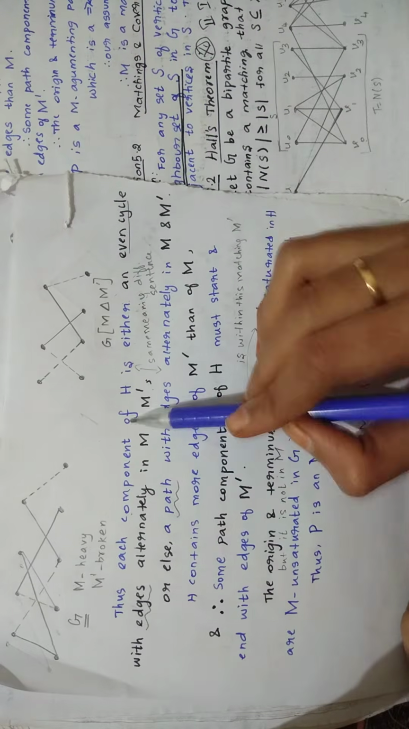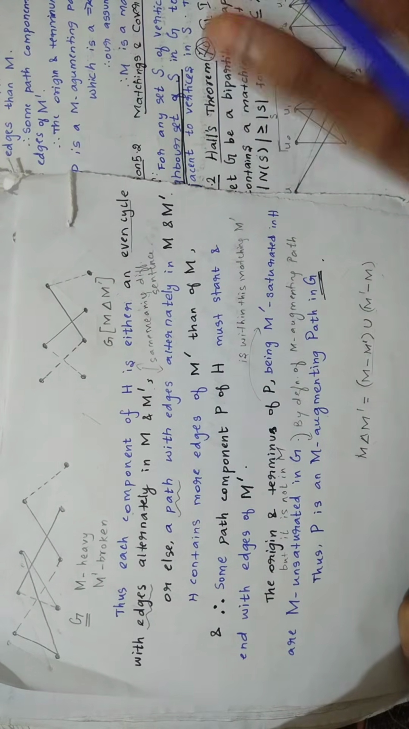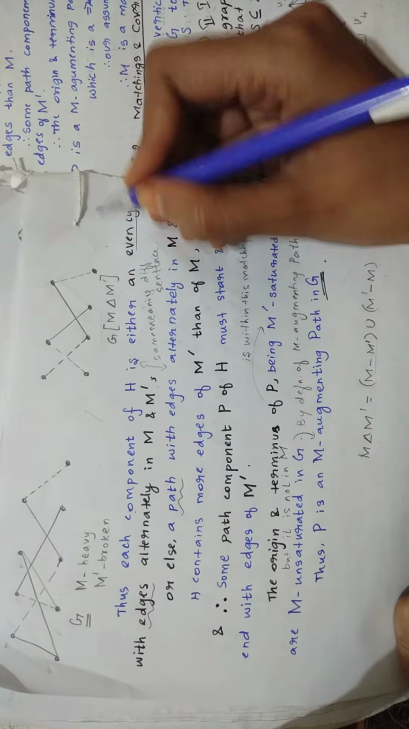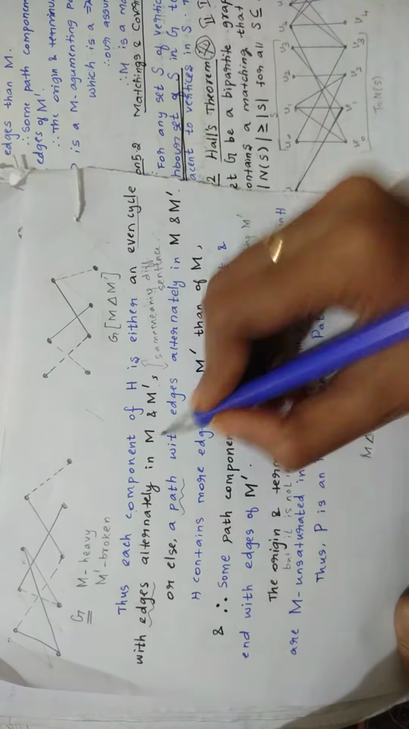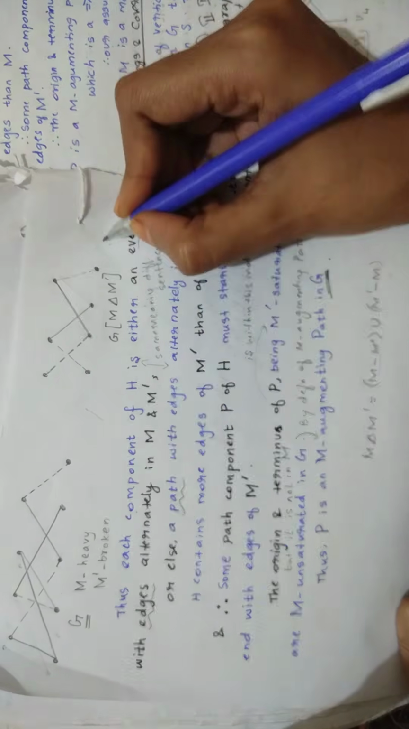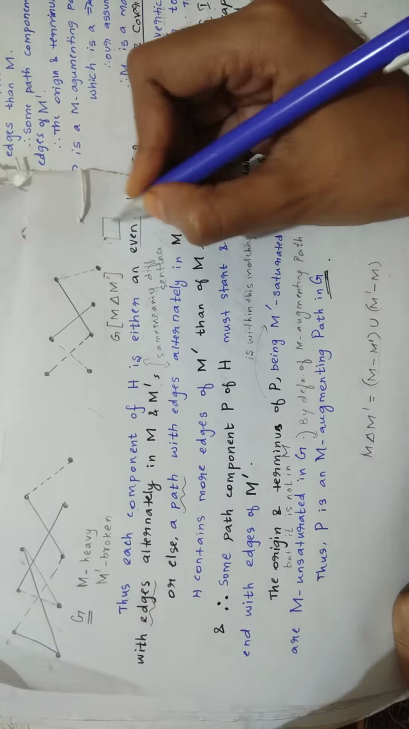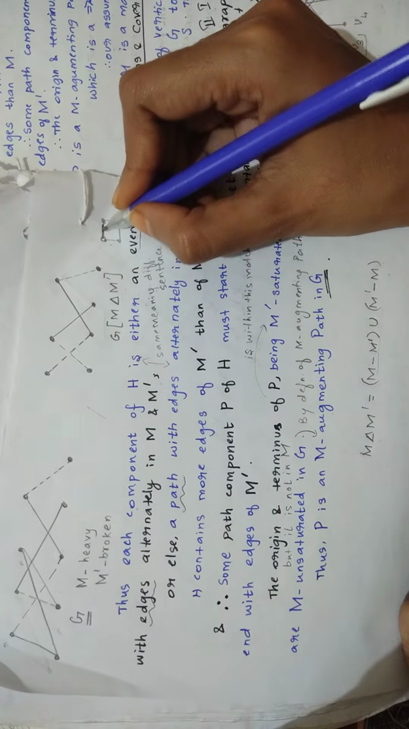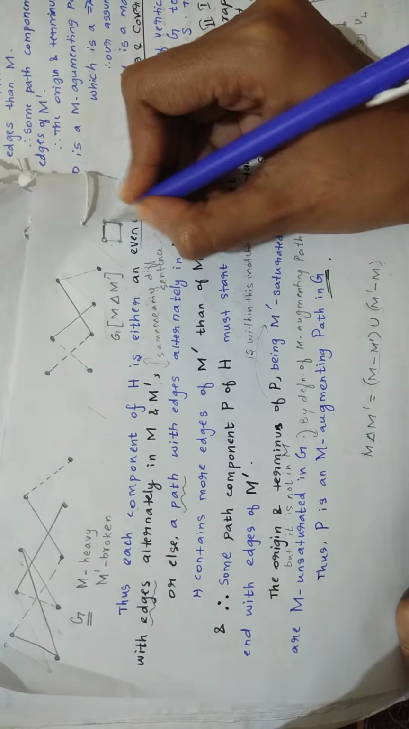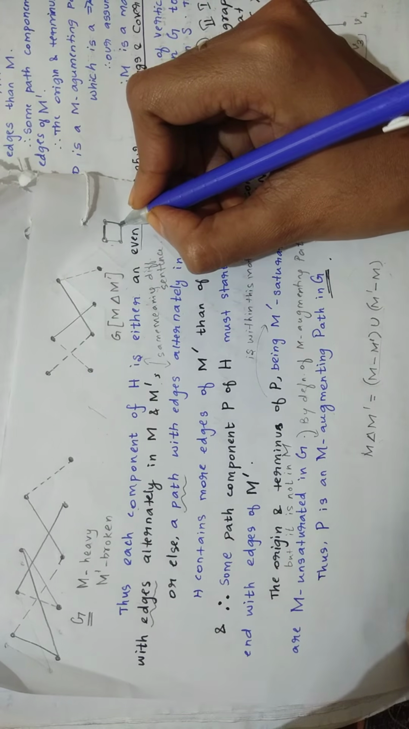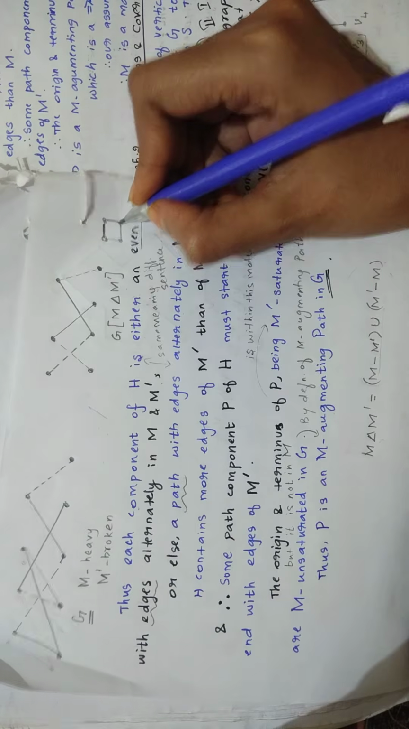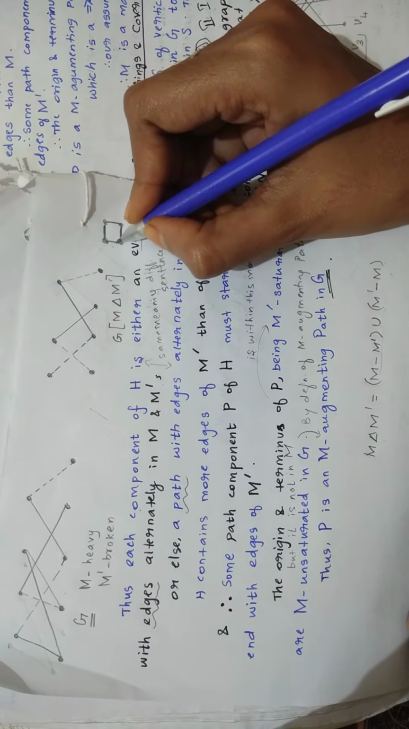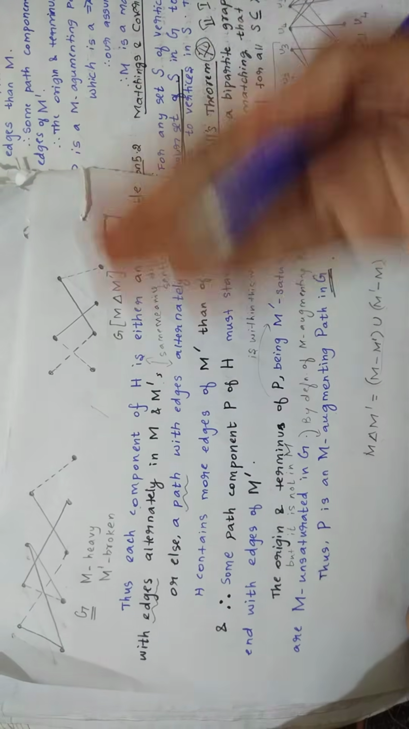That is what you are writing in these two sentences. Thus each component of H is either an even cycle. If it is an even cycle, the edges in that cycle will alternately be present in M and M dash. The cycle will have edges, right? So what they are saying is, one edge will be from the matching M and another edge will be from the matching M dash. This edge from the matching M and another one from the matching M dash. Okay, that is what you are writing in this sentence.